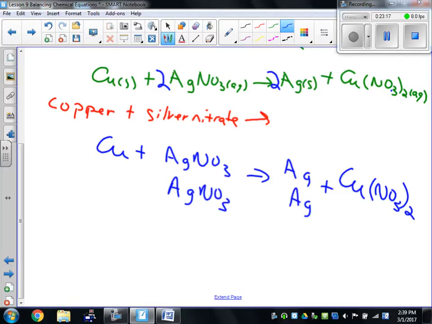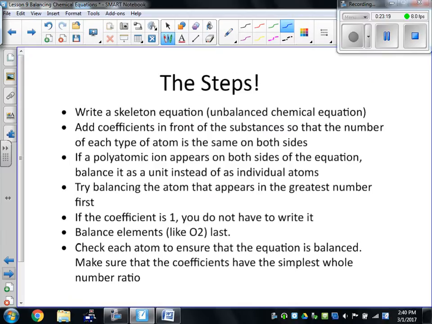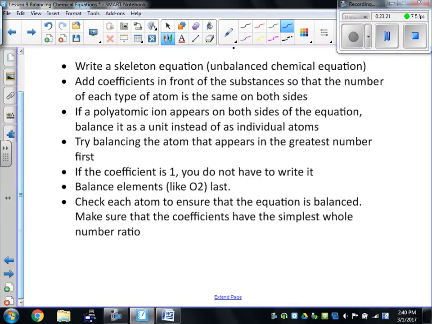Let's do a few more here. There's a lot of rules here for that. I'm just going to go through this with you and balance a few with you. Look, guys, if it's an ionic compound, we want to balance based on ions, metals versus non-metals.